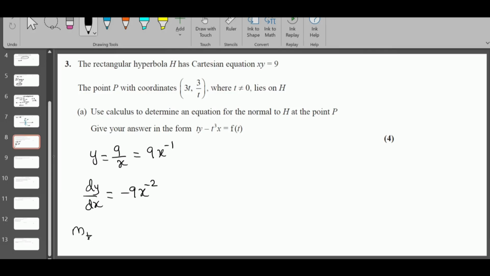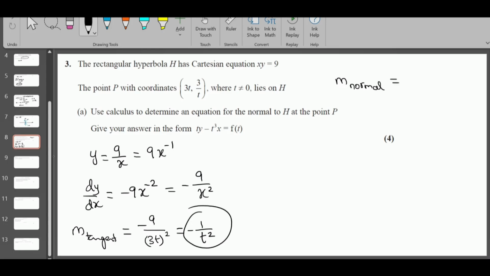Now the slope of the tangent is, in this dy by dx, you need to sub in the x coordinate of the point. So minus 9 times, you can write it as minus 9 over x square. So minus 9 over 3t whole square. So 9 will be cancelled. You will get this. Since normal is a perpendicular line to the tangent, you need to take the negative reciprocal of this, which is positive t square.